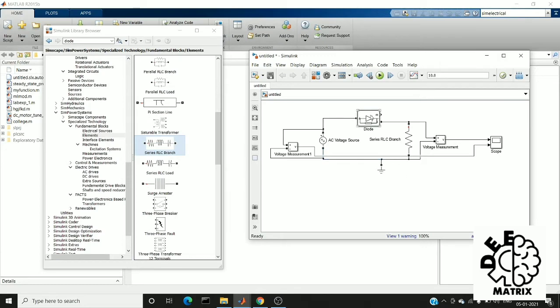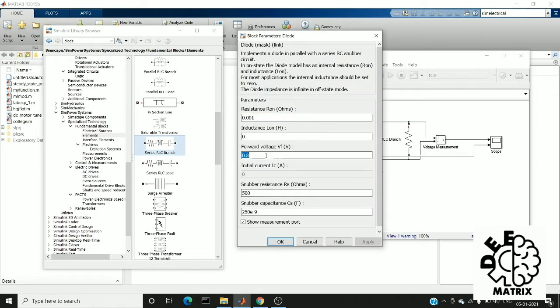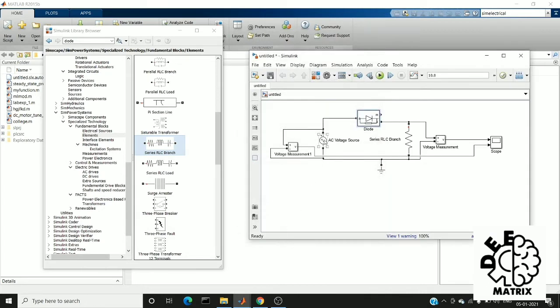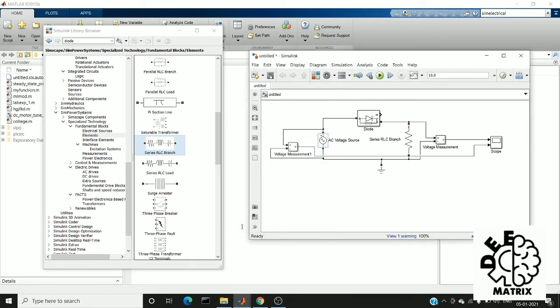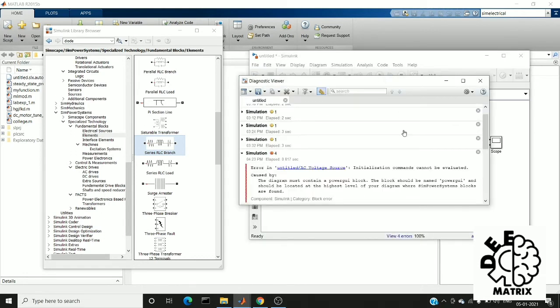Next I'm going to change this forward voltage to 1, and the AC voltage peak amplitude to 10. So this is our connection. Next I'm going to run this. So I got an error. Wait.